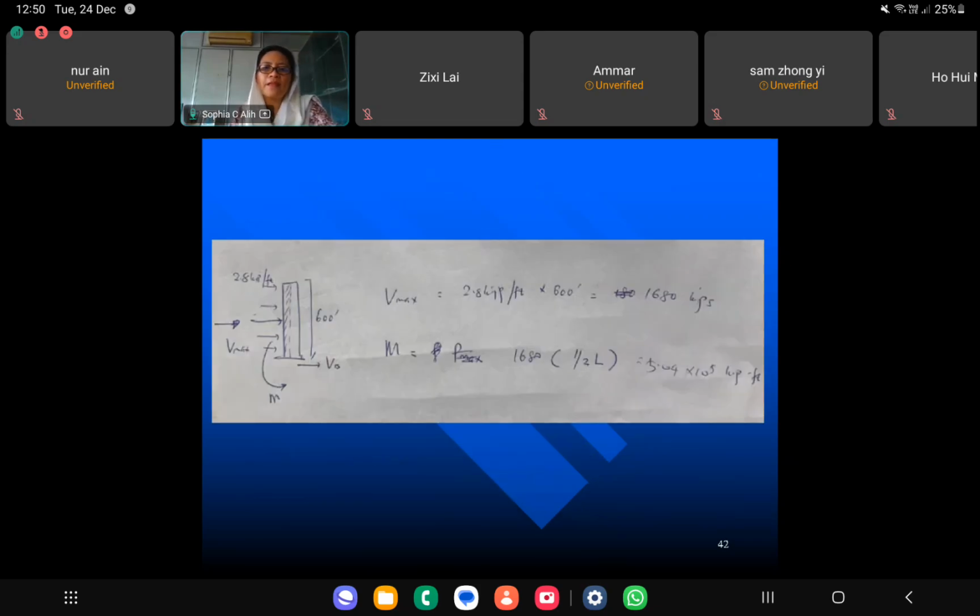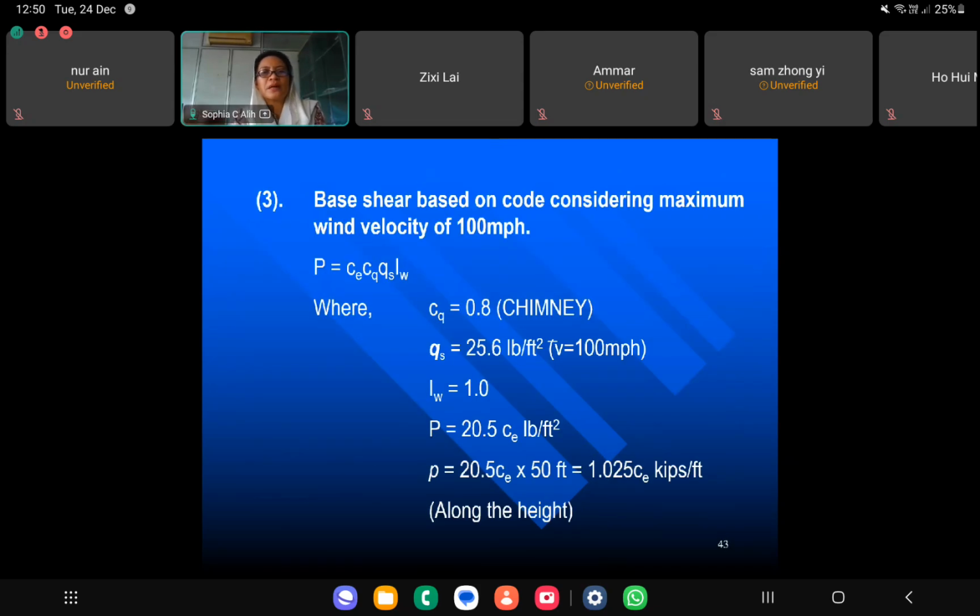From this value, I can get how much is my base shear based on the code, considering wind velocity of 100 miles per hour. So from my code, I can get CQ for chimney to be 0.8, QS from the 100 mile per hour to be this much. Importance factor is 1 because it is a standard structure, and P, I can just say it from this one. CE I keep first because CE is based on the height. So CQ 0.8, QS this one, and IW this one.